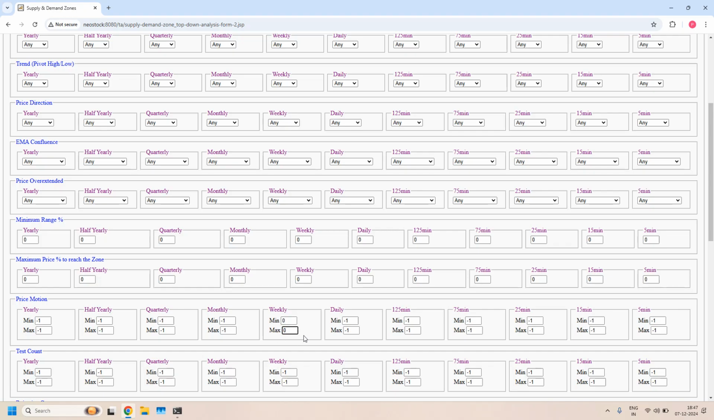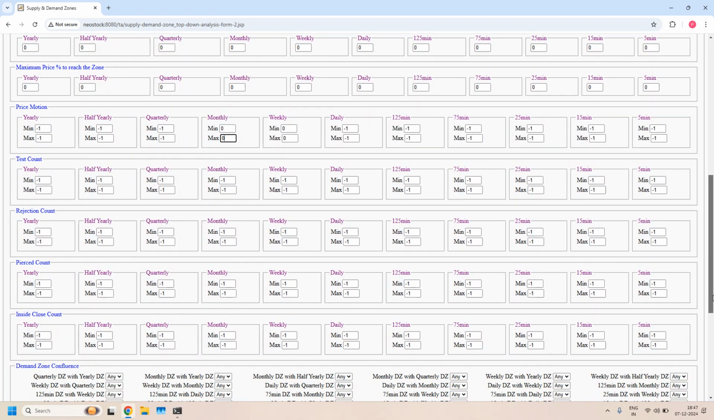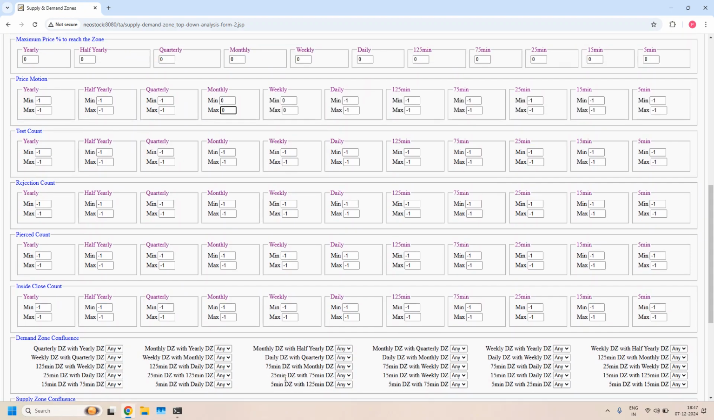And this zone should be having confluence with monthly zone. That's why monthly zone also should not be pierced. That way we get a perfect combination. So weekly and monthly should not be pierced zones, but the zone that displays on the screen should be weekly zone. But that zone should have a confluence with monthly zone. Which zone we are looking for? Demand zones. That's why weekly demand zone having confluence with monthly demand zone filter I am going to enable. This is the filter.